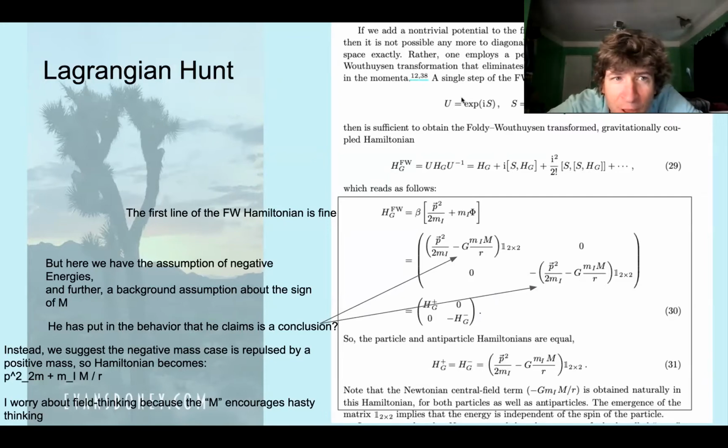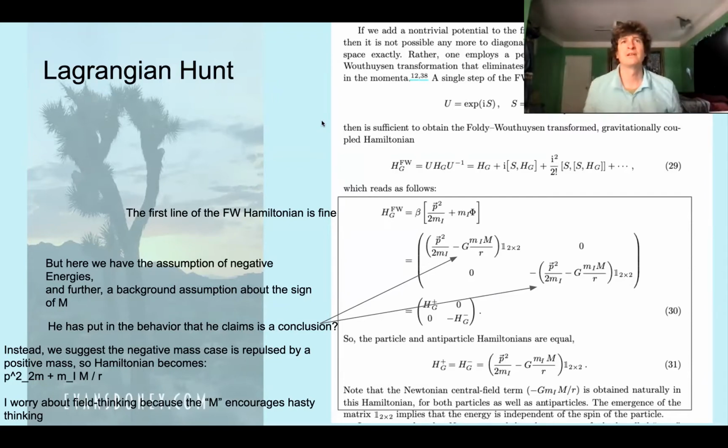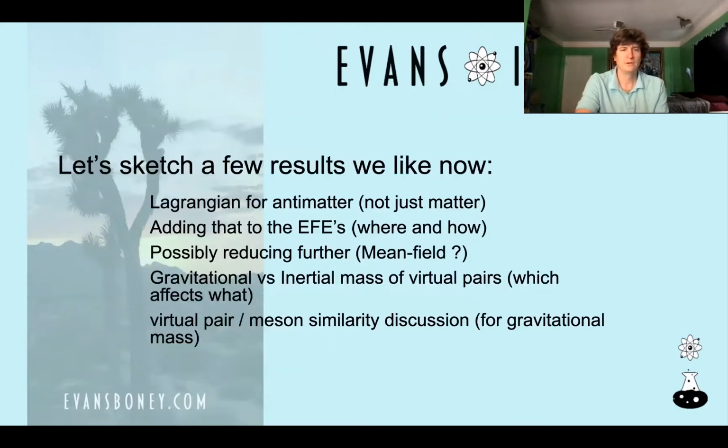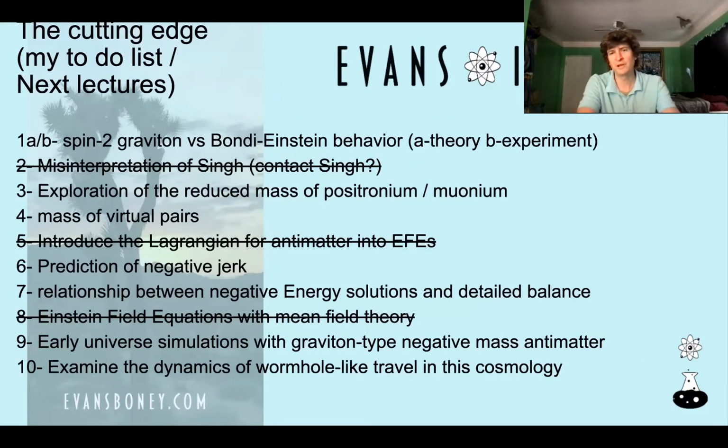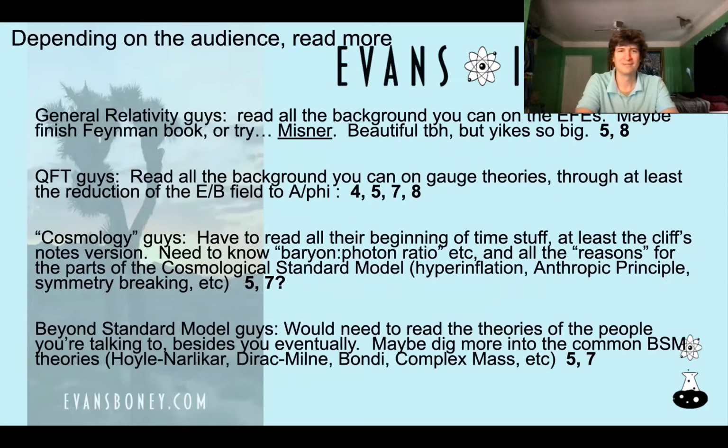All right. So now we'll do the last little Lagrangian hunt. We're going to do the first couple things on the list that I have crossed off. So we're going to do misinterpretation of Singh. We talked about that already, so I crossed it off. Now we're going to introduce the Lagrangian for antimatter and talk about the Einstein field equations real quick at the end of this lecture. Because yeah, it's been a while.